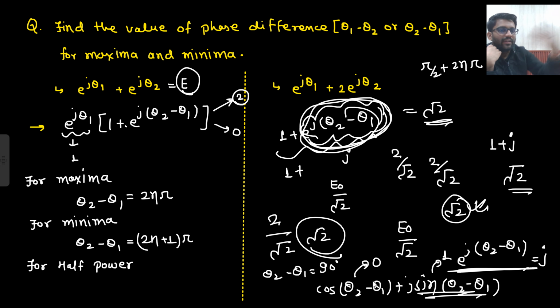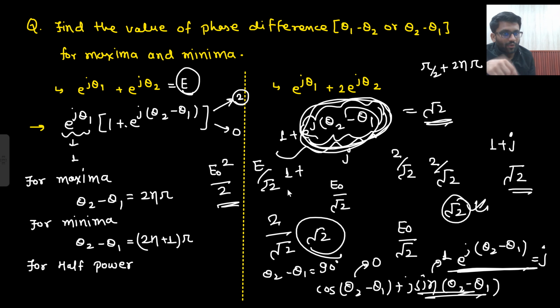Because after 2n pi it will keep on repeating, no? But when we talk about power, we take the magnitude. When we talk about the power, we take the magnitude, because eventually what is going to happen? E naught square by 2. If at half power you are getting e by under root 2 magnitude, but if you talk about the power, what would it be? E naught square by 2.